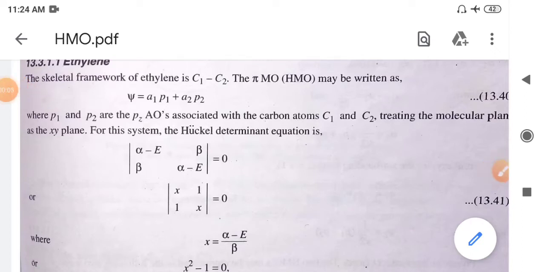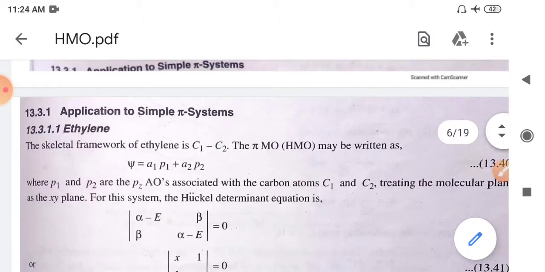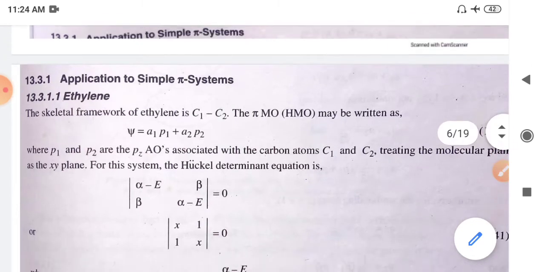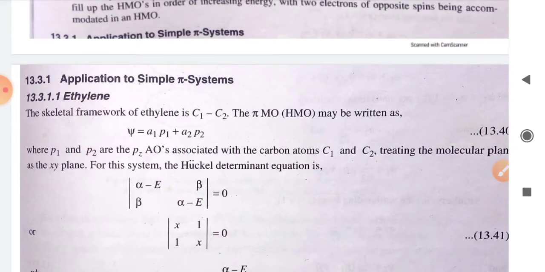So in the previous lecture we finished with the theory of HMO. Now we will start with its application parts. First is the application of this HMO theory to simple pi systems like ethylene, propylene or 1,3-butadiene. And lastly we will see the application of this HMO theory to benzene.